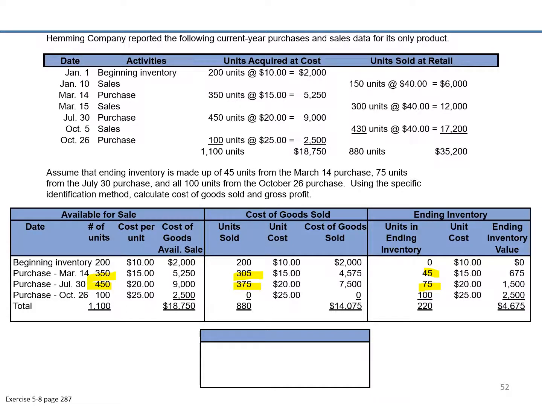So if we're computing our gross profit using the specific identification method, we have total sales of $35,200, less cost of goods sold of $14,075, right? It comes from here, we computed it. Total gross margin, or gross profit, same thing, of $21,125.